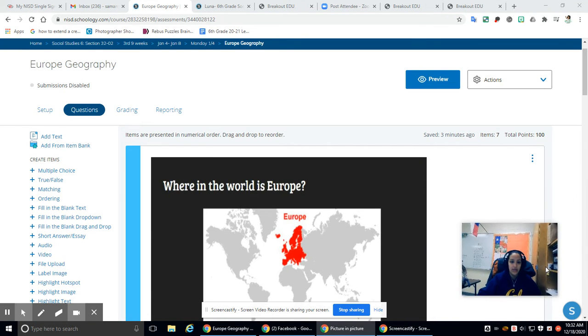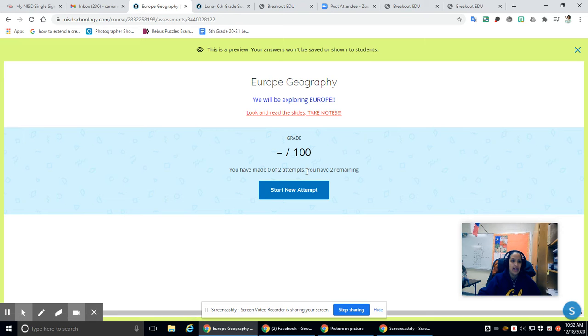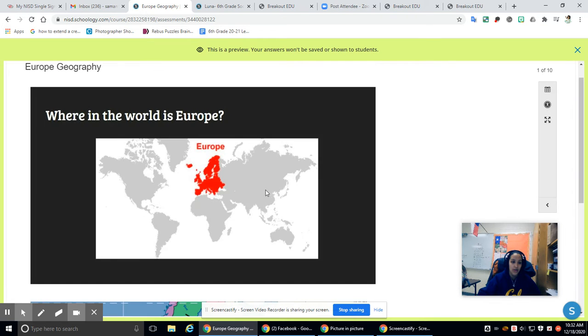So where is Europe? You're going to preview that. You have 2 attempts on this. Please take notes, read everything, look at it. Don't just brush through it, because on Wednesday you're going to have a quiz on where 11 of the countries are for Europe. So here's Europe, and I need you to remember that there are 7 continents.